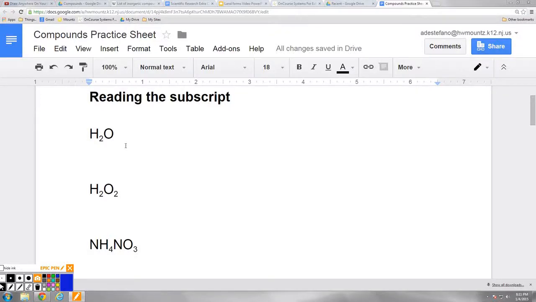So in this video, you're going to be learning about how to find out the number of atoms in individual molecules of a compound. So we're going to start out by reading the subscript. A subscript is the small little number found behind the atom. It tells you how many of that atom are there.